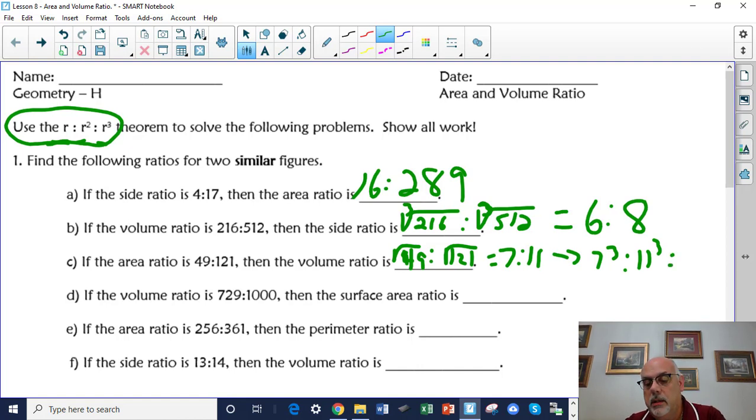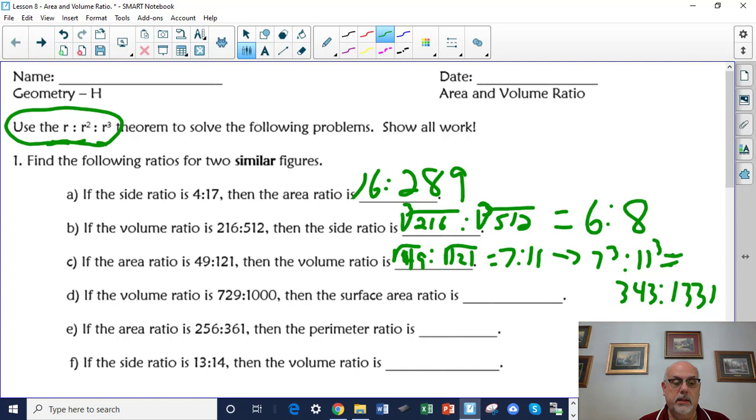and that will be 343 to 1331. Let me fix that. That's a little messy. It's 343 to 1331. Okay? So you have to manipulate this. So area square units, you have to go back to regular units, then you have to cube it to go back to volume.